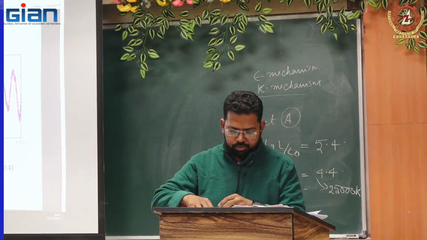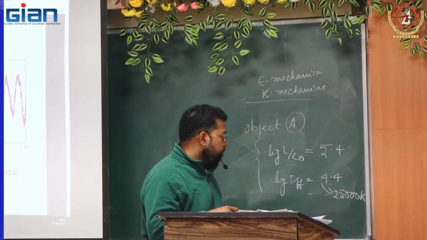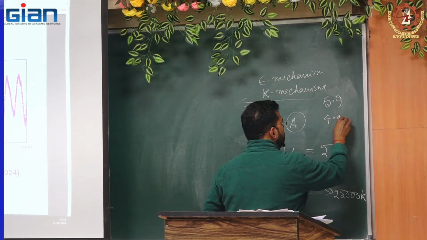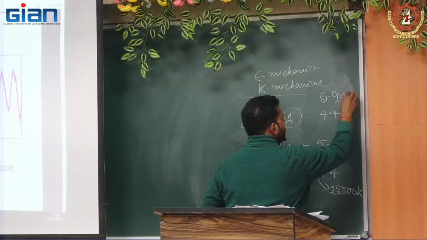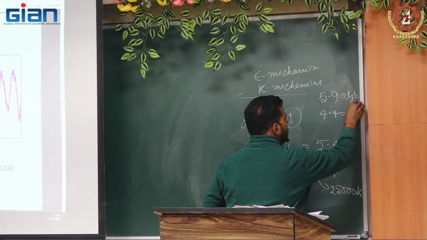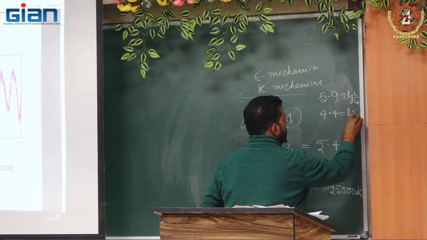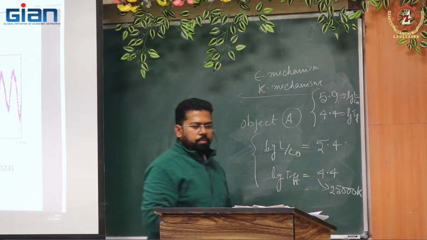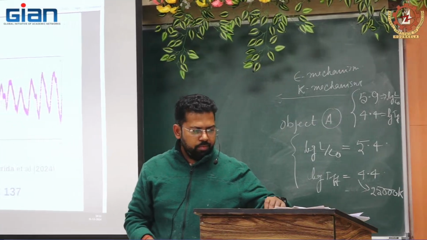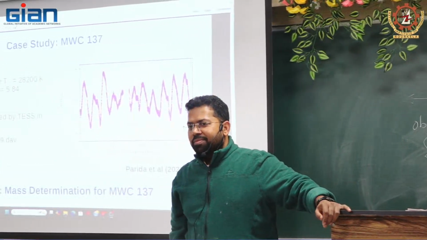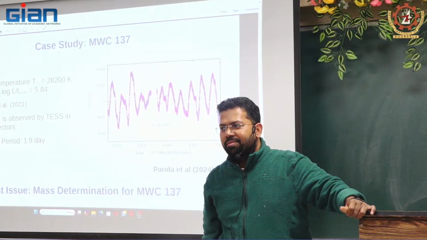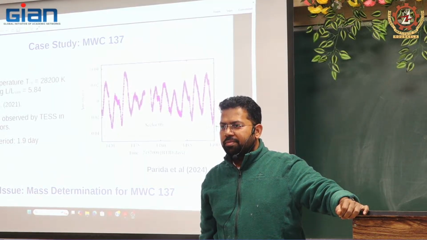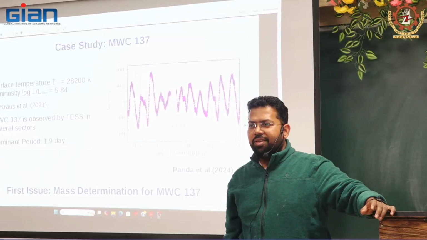Let's say the luminosity is 5.9 and the effective temperature is again 4.4. On the logarithmic scale, this is luminosity and this is temperature. Now what will be the mass? Approximate mass, obviously. Can you find it out? Or do you need more evolutionary tracks, or can you at least give me a range?